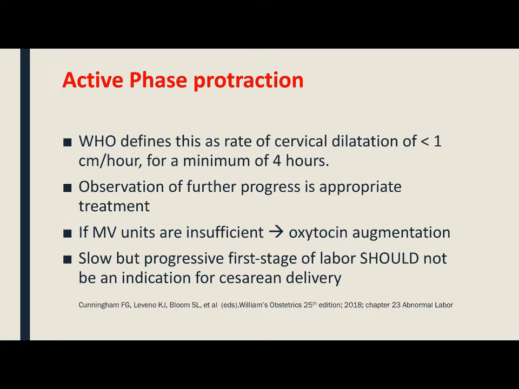For active phase protraction, the WHO defines this as a rate of cervical dilatation of less than 1 centimeter per hour for a minimum of 4 hours. And the preferred treatment, of course, will be observation of further progress. If the Montevideo units are insufficient, then we could start oxytocin drip to augment labor. Slow but progressive first stage of labor should not be an indication for cesarean delivery.